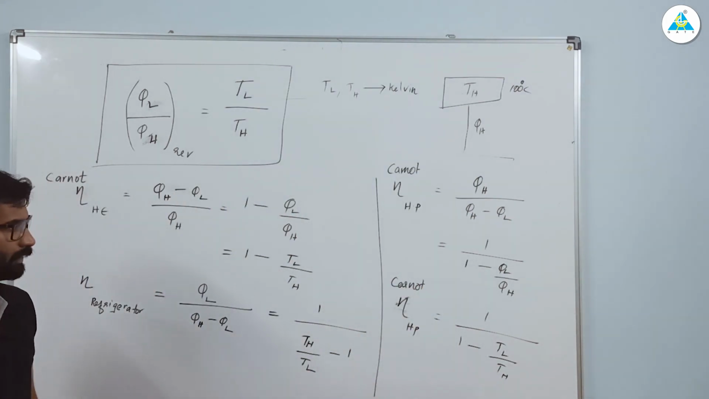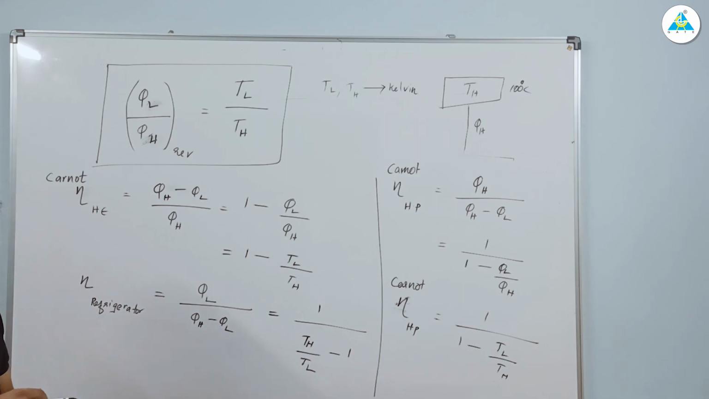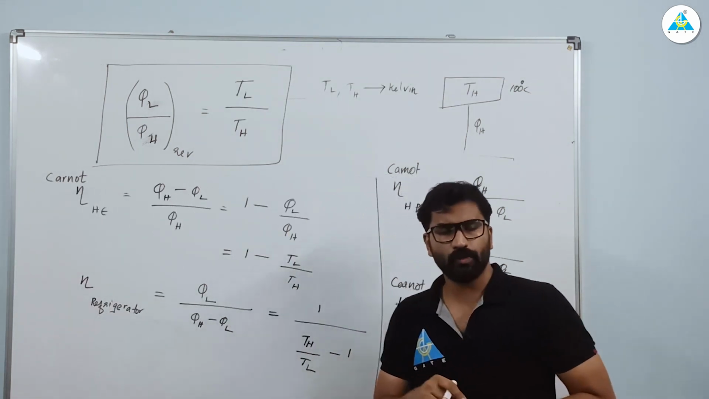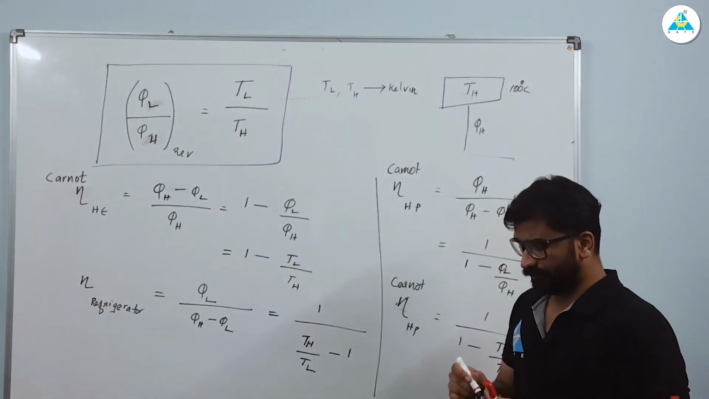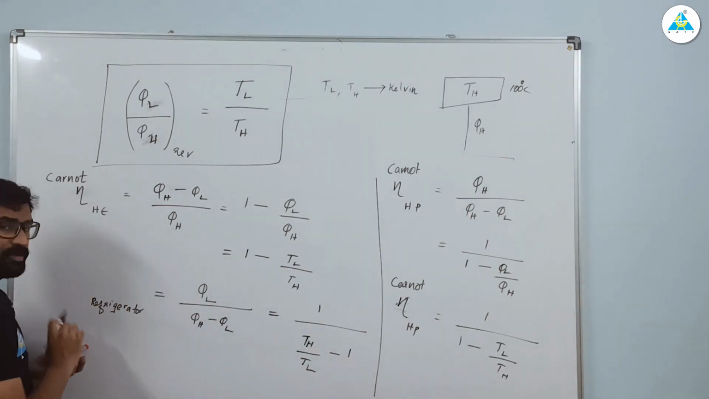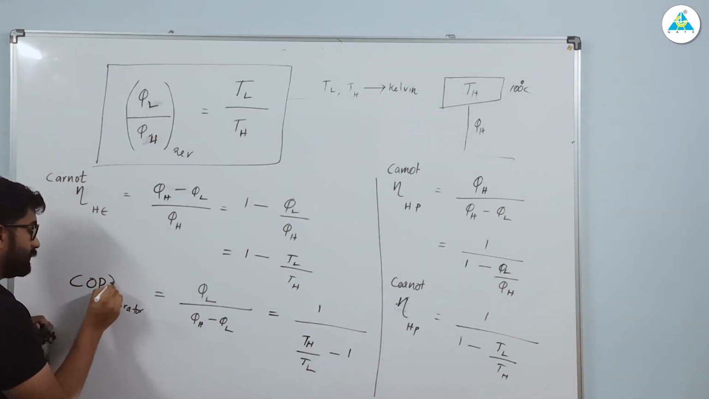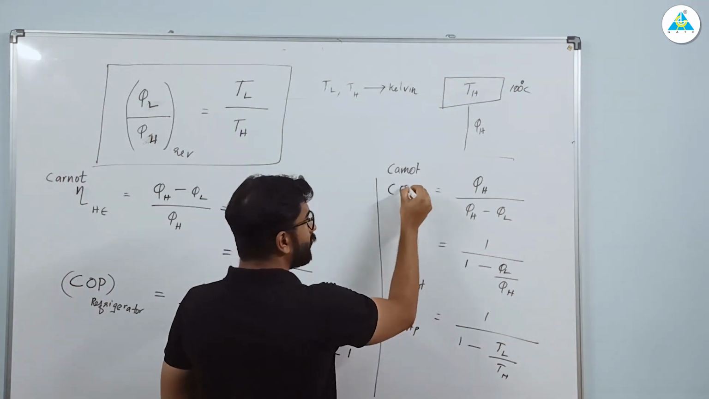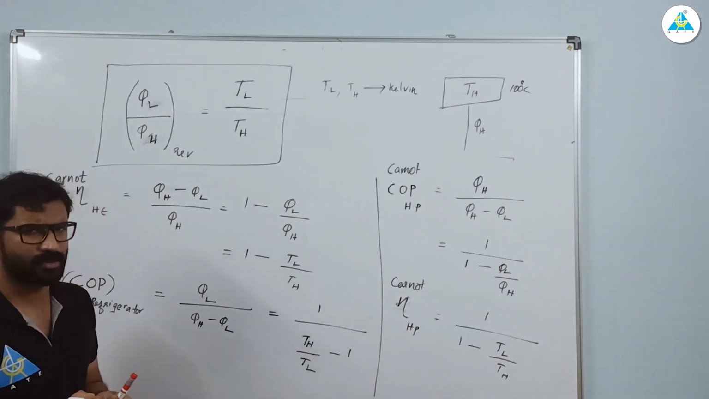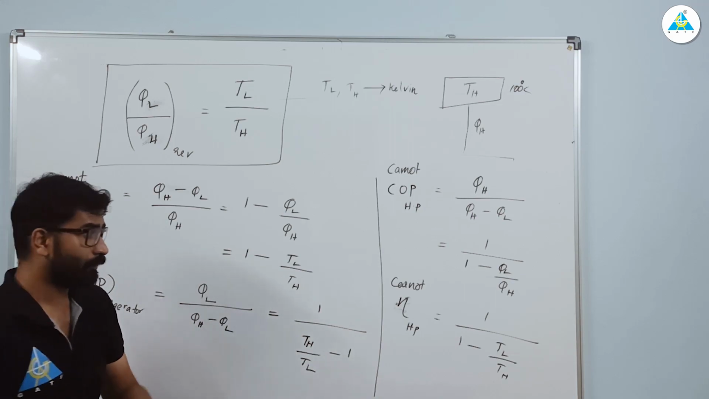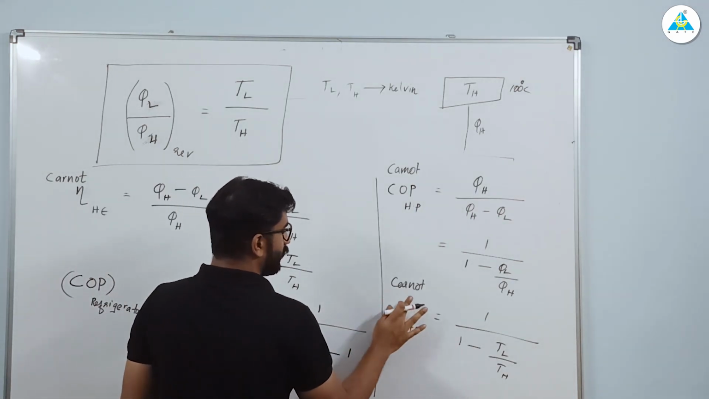Simple. Clear? I hope you can understand all the equations. Other than remembering these equations, you should be able to write them. For a refrigerator, we won't write efficiency, we will write COP of a refrigerator. For a heat pump, we will write COP of a heat pump. We have already discussed that there is no efficiency for a refrigerator and heat pump; we represent it by COP. So, Carnot COP of a heat pump.